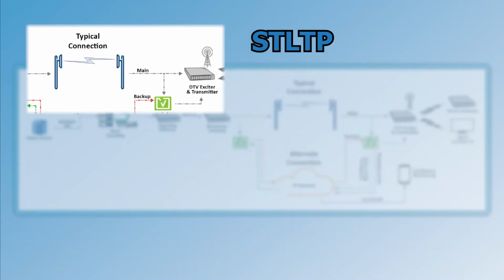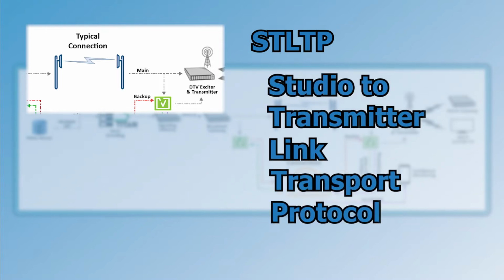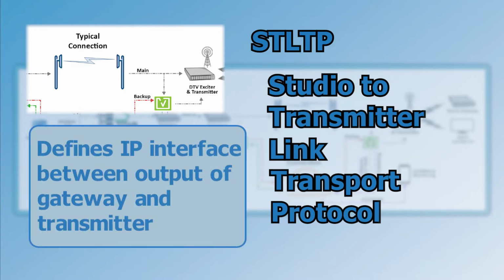Lastly, STLTP is the Studio to Transmitter Link Protocol. This is specified in ATSC document A324 and is used to define the IP interface between the output of the broadcast gateway located at the studio or NOC and the ATSC 3.0 transmitter and associated DTV exciter.